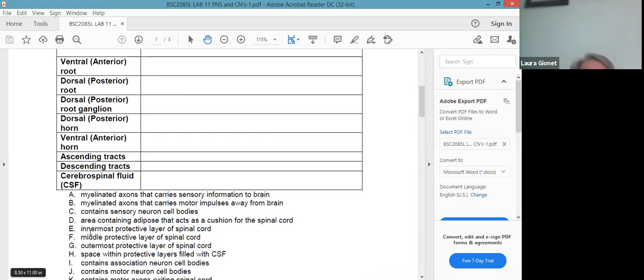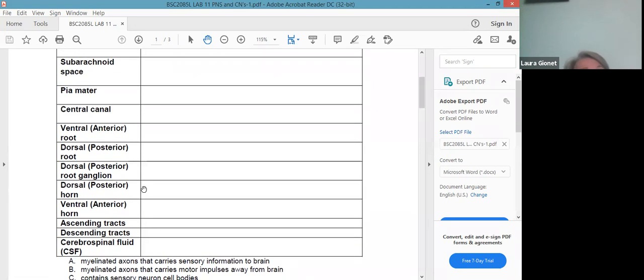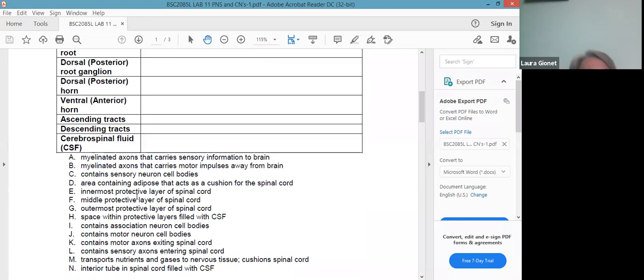All right, the innermost protective layer of the spinal cord, the middle layer, the outermost layer. These are the meninges. So we have the innermost protective layer of the spinal cord. Going from superficial to deep, DAP, dura, arachnoid, pia mater. That's the pia mater that's intimate with the spinal cord itself. So E goes with pia mater. F, the middle protective layer, is the arachnoid mater. And then G, the outermost protective layer of the spinal cord, is the dura mater.